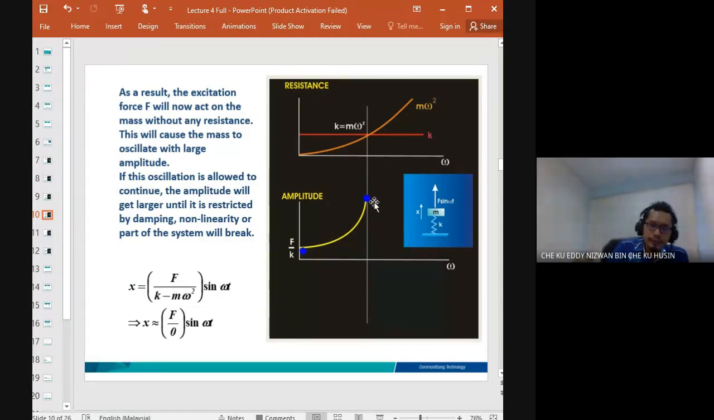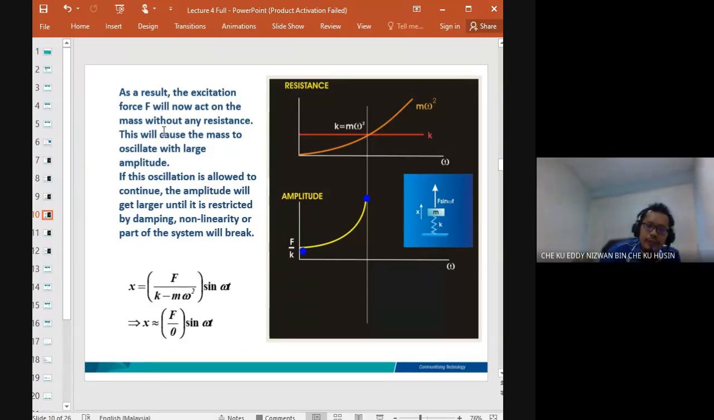As a result, the mass without any resistance can go to any position. Because k minus m omega square is equal to 0, F over 0 is equal to infinity, so there is no resistance at all, and it can have a very high displacement. Theoretically.